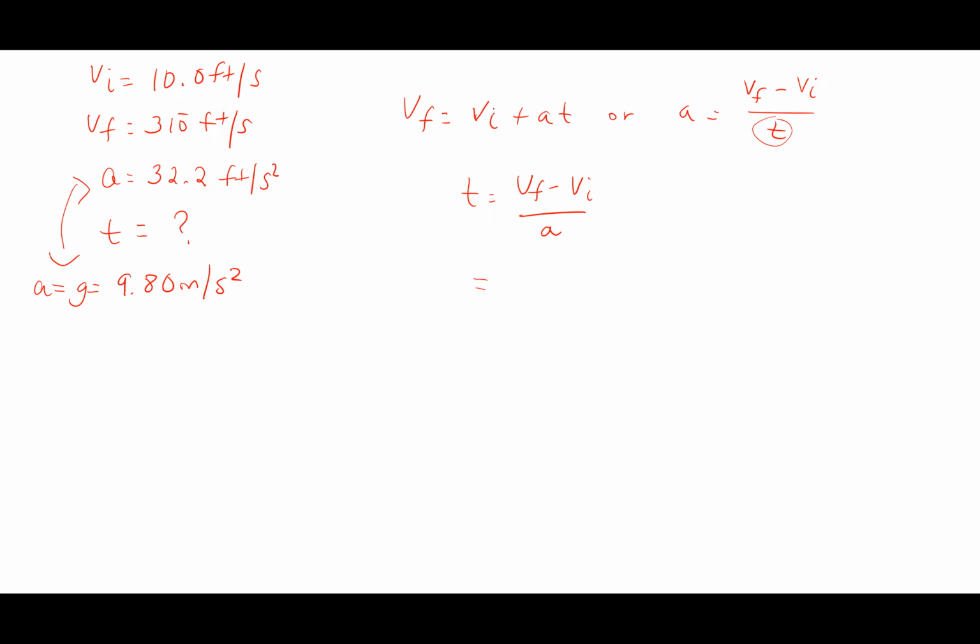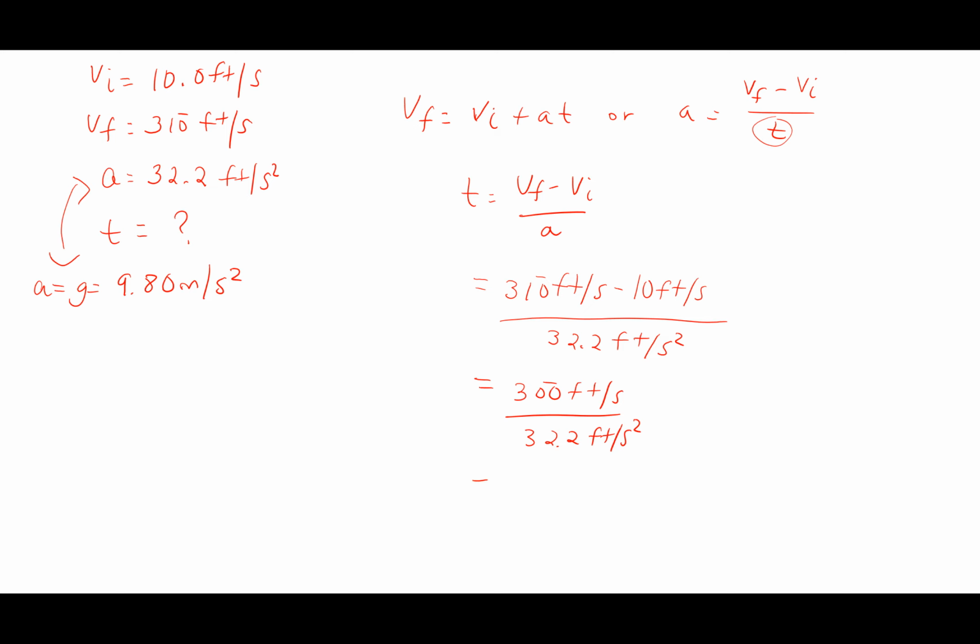So time equals 310 for VF, feet per second, minus VI, which is 10 feet per second, divided by, and it's feet per second, so we're going to use 32.2 feet per second squared. Okay? Did I write that down wrong? Yeah, this should be, oh, that's right. Okay? So then, when we solve this, we get 300 feet per second divided by 32.2 feet per second squared. And that's going to equal 9.32 seconds.